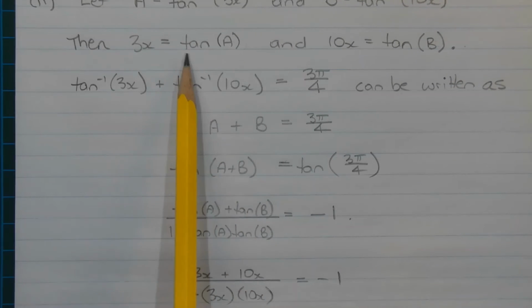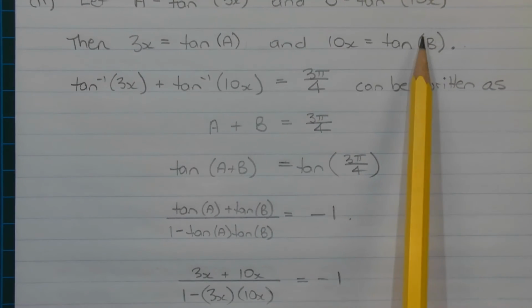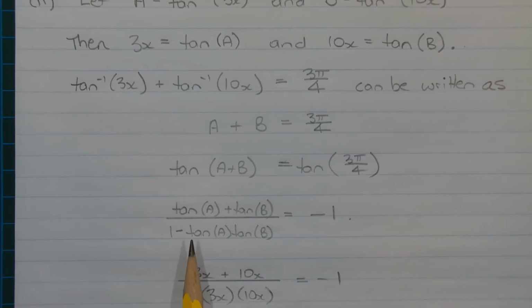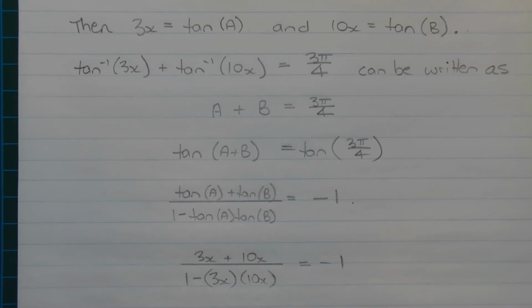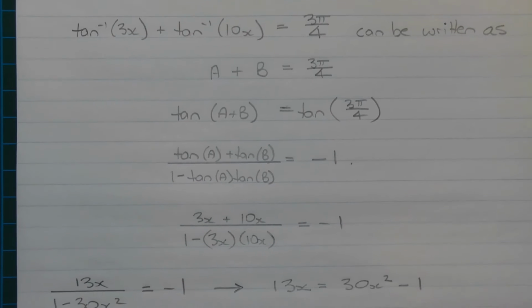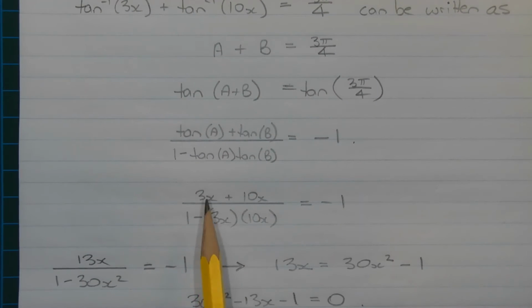Now recall that tan A is equal to 3x and tan B is equal to 10x. So we can express the left-hand side of this equation in terms of x. So the equation becomes 3x plus 10x over 1 minus 3x times 10x is equal to negative 1. Now 3x plus 10x is 13x. 1 minus 3x times 10x is 1 minus 30x squared, and that equals negative 1.